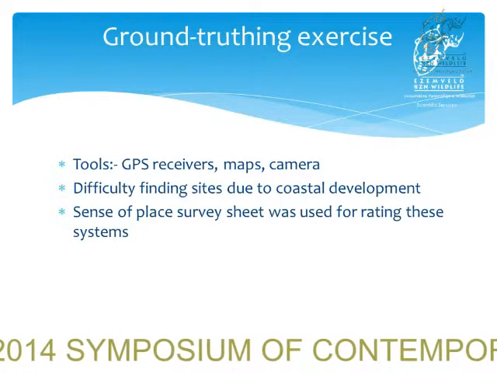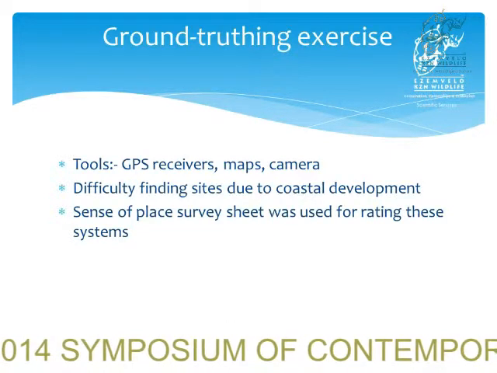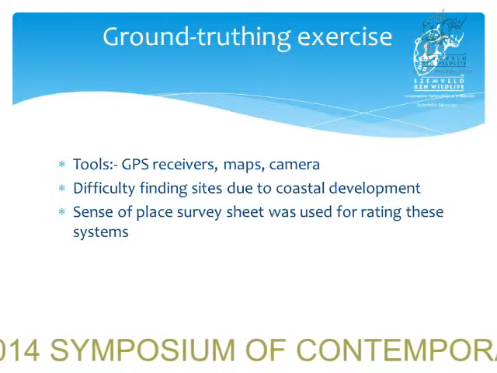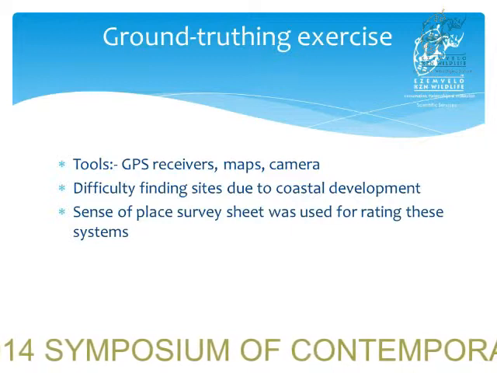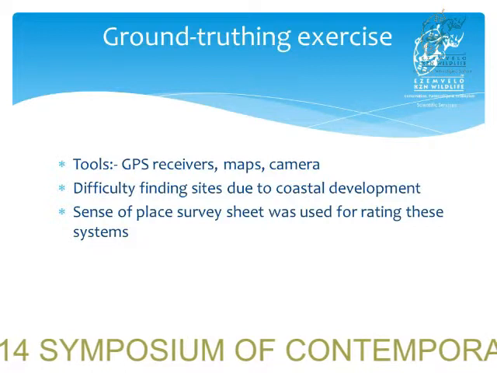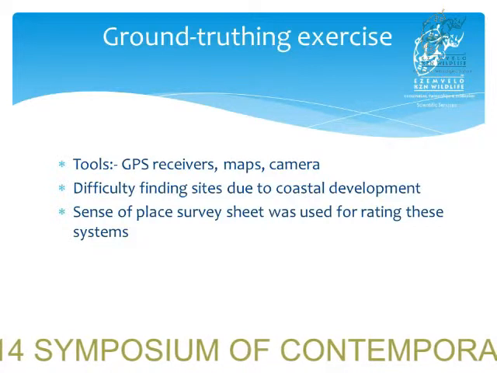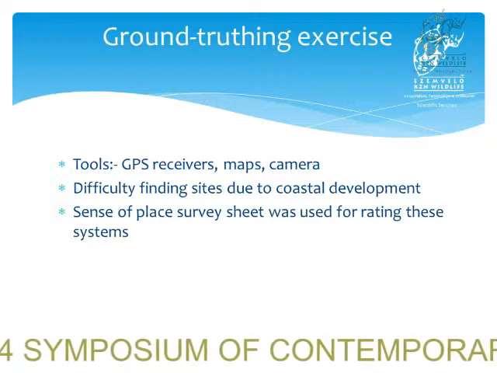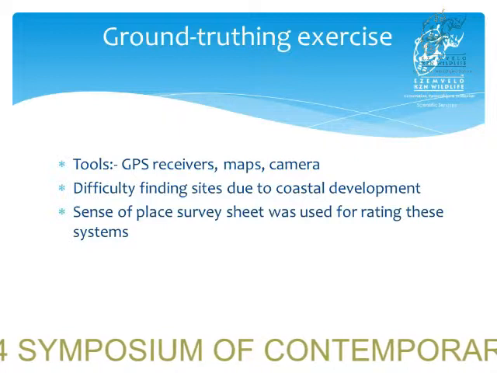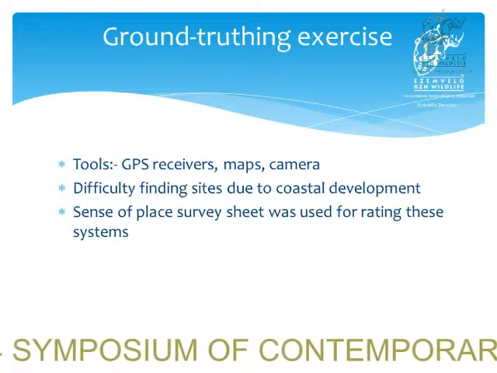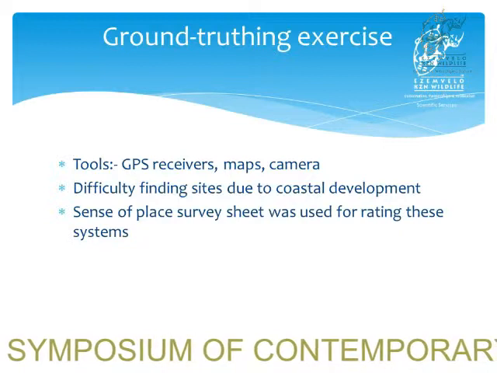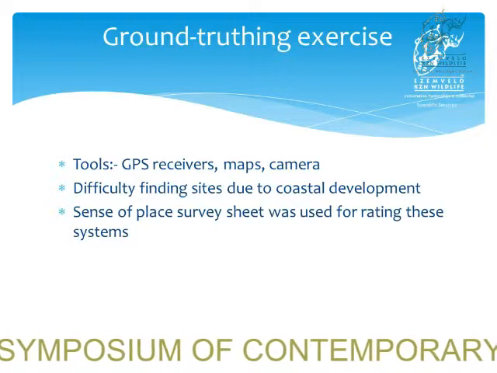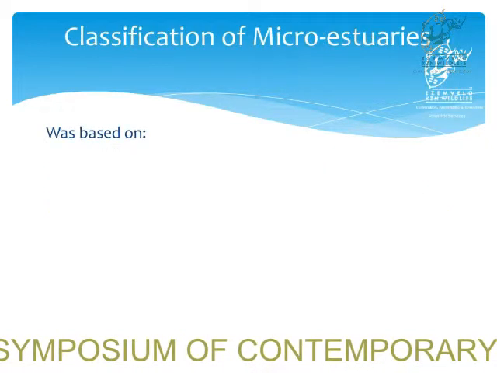A sense of place survey sheet was also used. This survey sheet was generated by Monique Nunes, who is currently doing her master's on estuarine systems, and was approved by Professor Guy Bates. These survey sheets were used for rating these sites between the values of 1 and 5, 1 being the lowest value and 5 being the highest value. They were categorized into 4 categories: recreational value, degradation, biodiversity components, and condition.